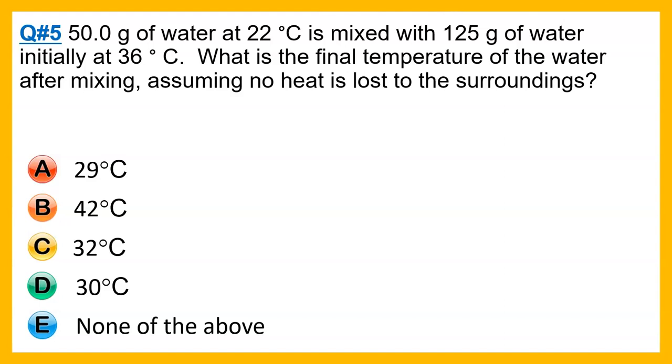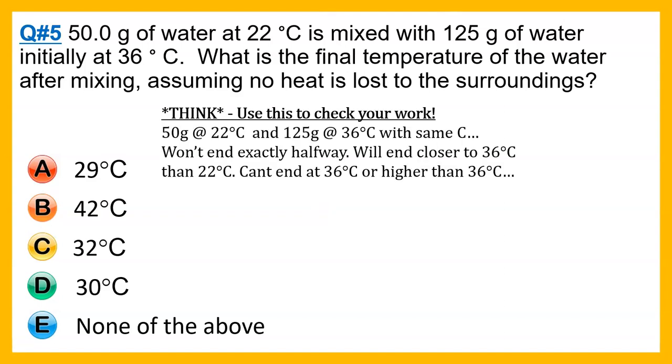All right, before I show you the answer, I want to give you something to think about. If we're starting at 22 degrees and 36 degrees, we're not going to end exactly halfway because we don't have equal masses. We have more water at 36 degrees, so our final temperature will be closer to 36. We also can't end below 22, and we can't end higher than 36.